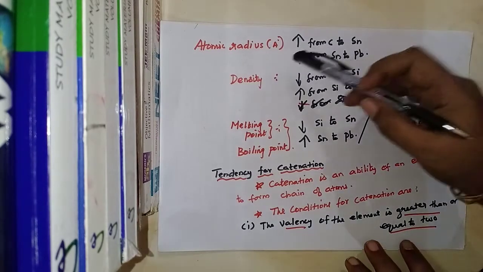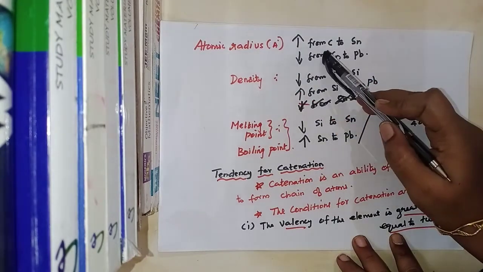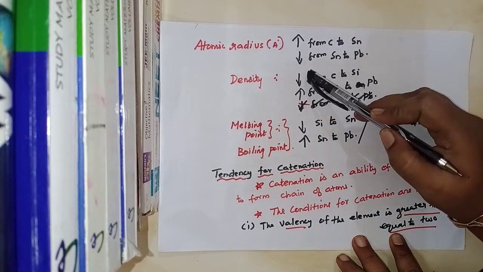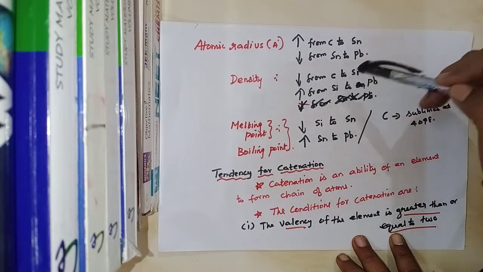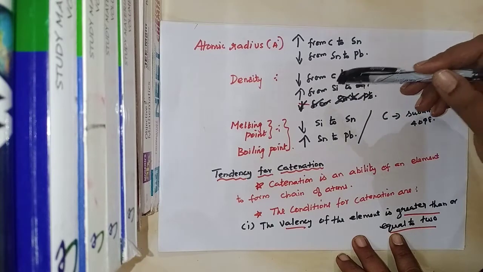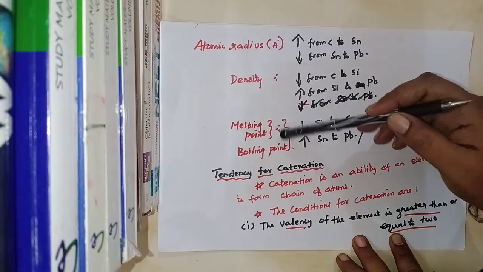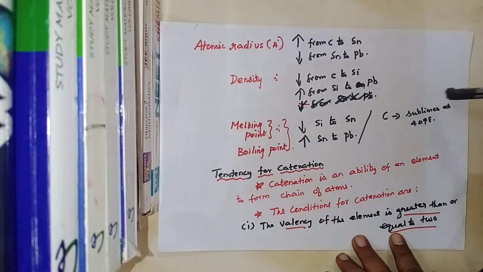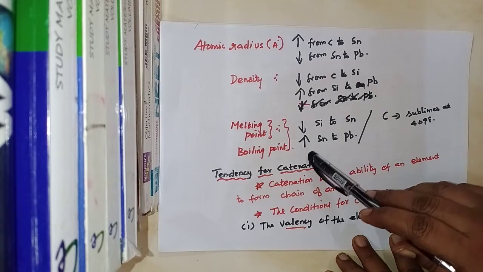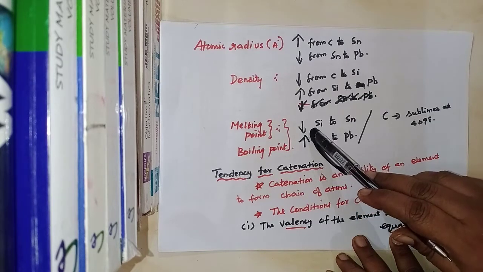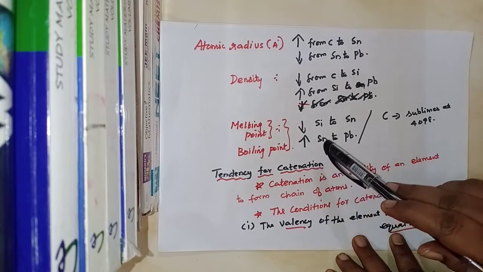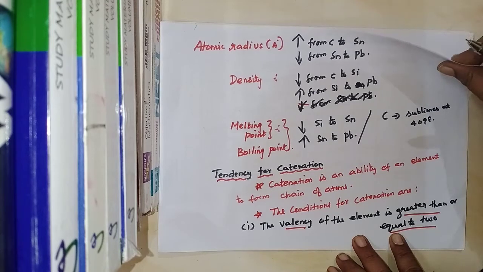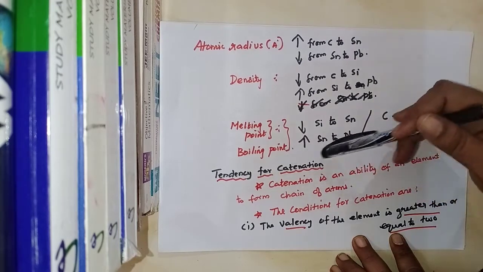Now next is atomic radius. Atomic radius increases from carbon to tin and decreases from tin to lead. Density decreases from carbon to silicon and increases from silicon to lead. Melting point and boiling point: carbon sublimes at 4098 Kelvin. Melting point decreases from silicon to tin, and boiling point increases from tin to lead.